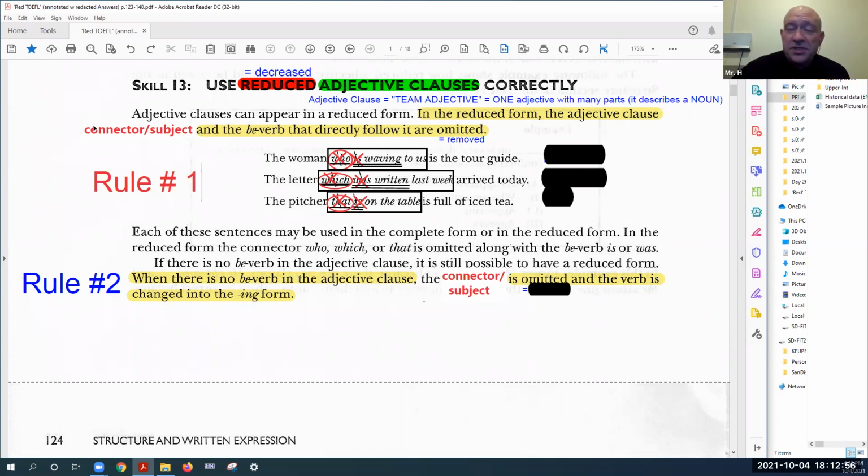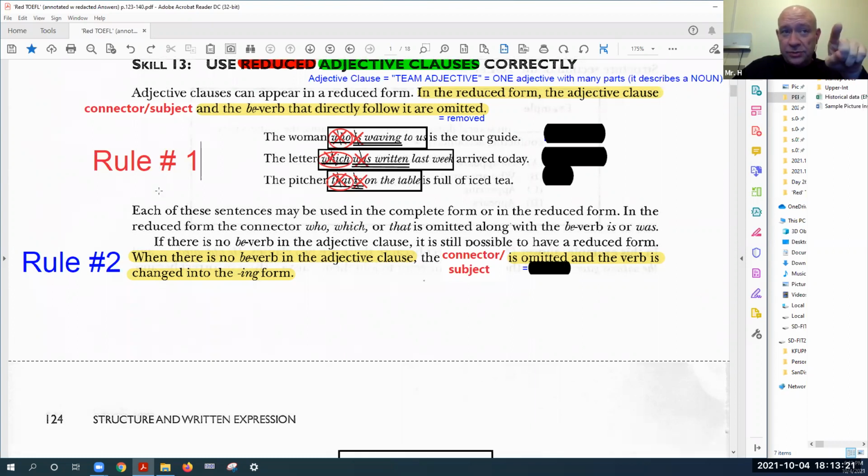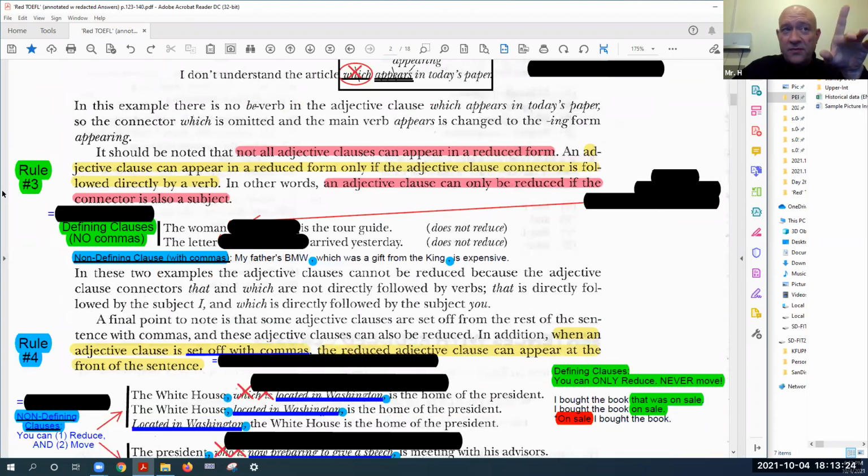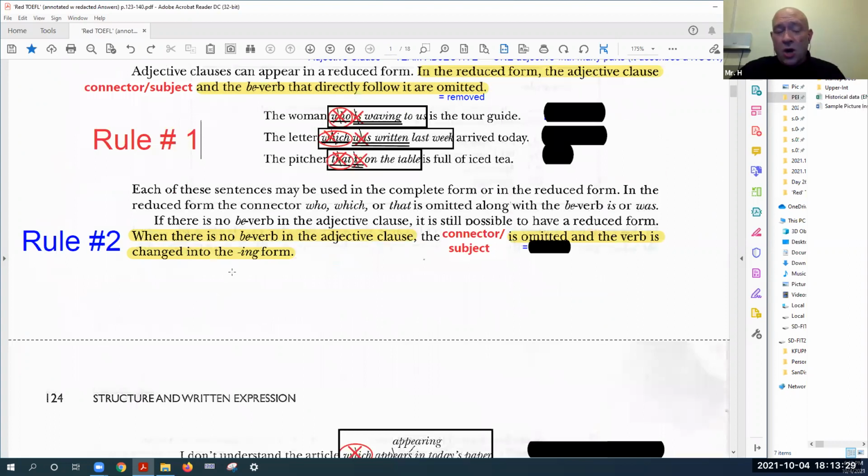Rita, can you read the first example? Oh, 1 second. Before we continue, I should mention this skill has 4 rules to remember. Here we see rule number 1 and number 2. And then on the next page, we have rule number 3 and number 4, okay? So right now, we'll start with rule number 1, the basic rule.